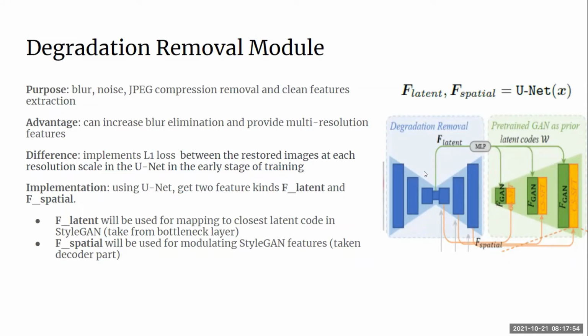UNet does this by increasing the receptive field for large blur elimination, and by generating multi-resolution features. What do I mean by this? Technically, when you go deeper, by default you're increasing the receptive field. And during this approach, two variables are created: f-latent and f-spatial. Just keep those in mind for now, because they're going to be used later.